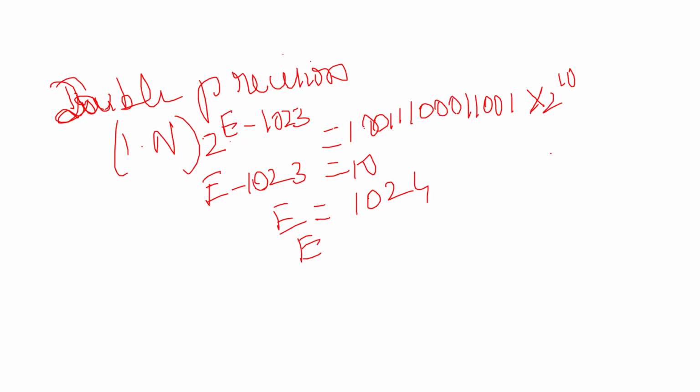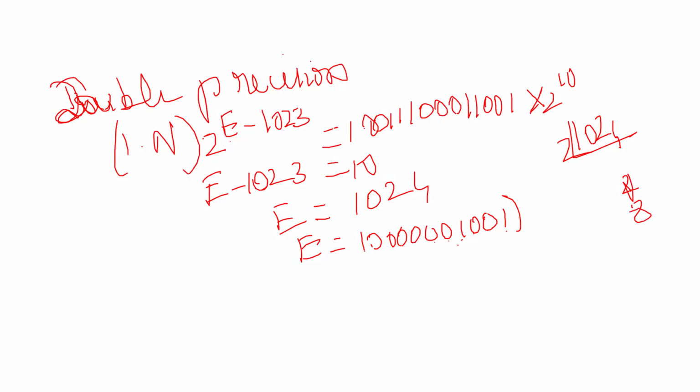So 1024, what is the exponent format? We just have to calculate by dividing and taking the remainders. What is the answer we will get? Actually 11 bits we will get: 1 0 0 0 0 0 0 0 1 0 0. Even you can take this one. This is 2 power 0, 2 power 1, 2 power 2, 2 power 3 called 8, and so on up to 2 power 10. So like this we will have to calculate. That also we can do.